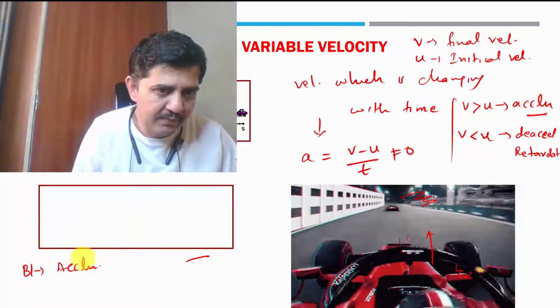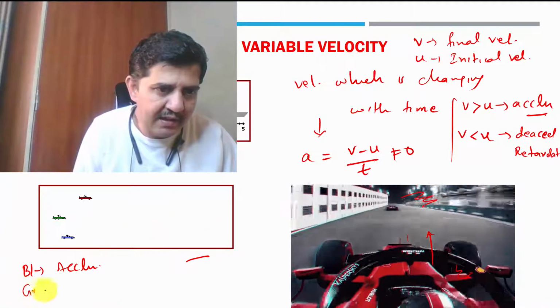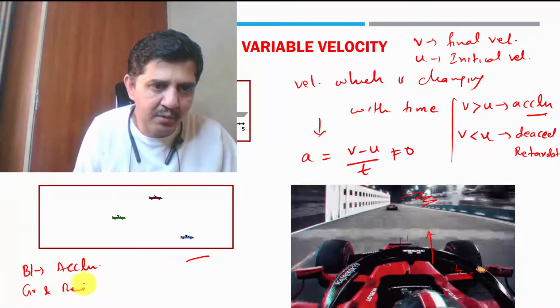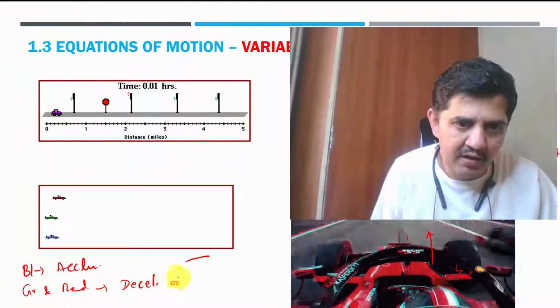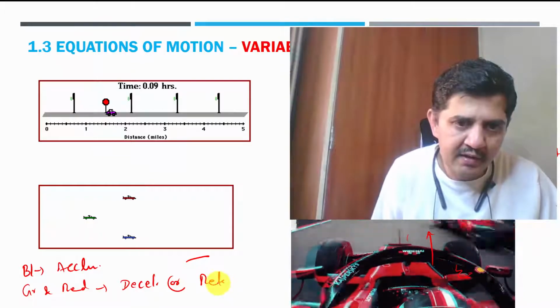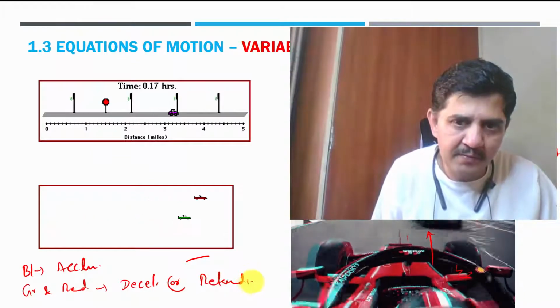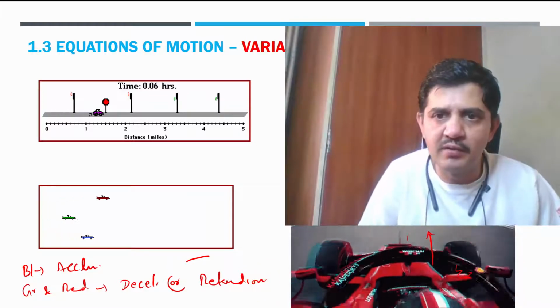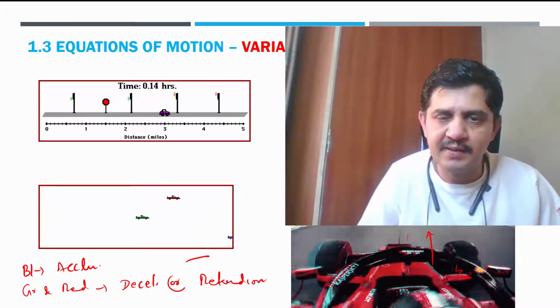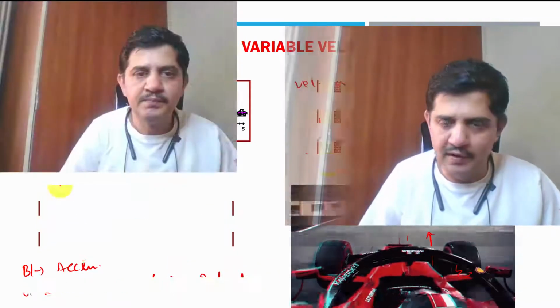So therefore, the green car and the red car, both of them are seen to be decelerated, or what you call retardation, right? So when an object is slowing down, the direction of the acceleration is negative.